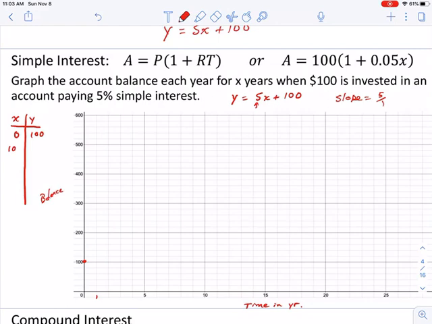Let's go to 10 years. So in 10 years, this would be 5 times 10. That'd be 50 plus 100. That'd be 150. I can tell about where that is. Let's go to 20. 5 times 20 is 100. 100 plus 100 is 200. Look, every time we go up 10 years, we're going up $50.